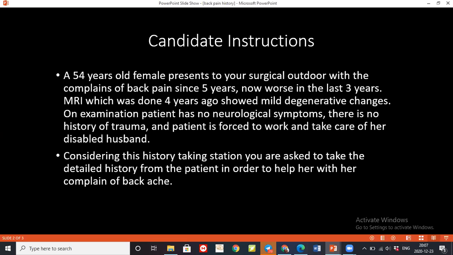So, what are your differential diagnoses? My main differential will be degenerative disc disease, or it can be musculoskeletal, or it can be from a disc prolapse. Okay. How would you manage this patient further?